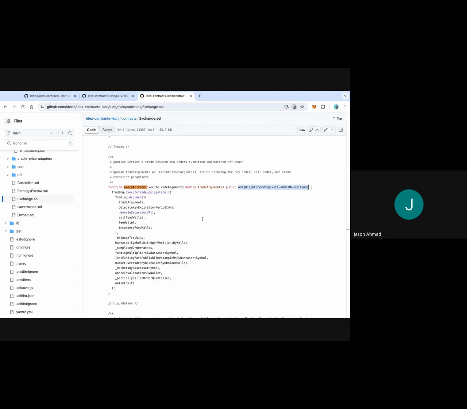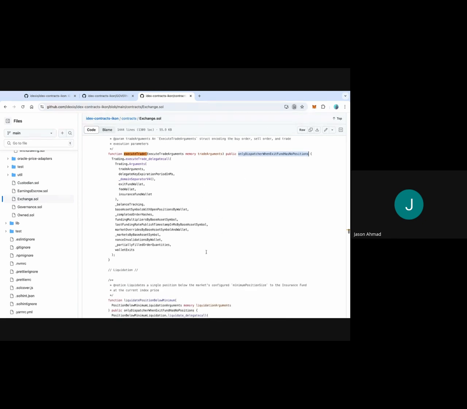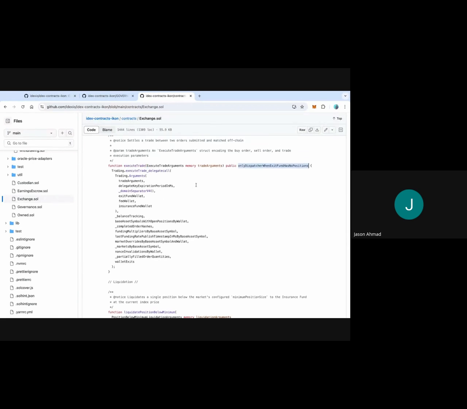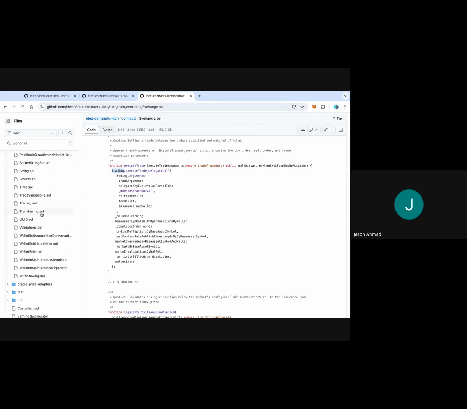Okay, so trading is the primary functionality of the system as an exchange. This is, again, the entry point. As you'll see, structurally, it's quite similar to the deposit function. Effectively, it's a thin wrapper that then calls into the trading library, which implements the vast majority of functionality with the other supporting libraries. It's a delegate call, so again, it modifies balance states that are tracked in the exchange itself.